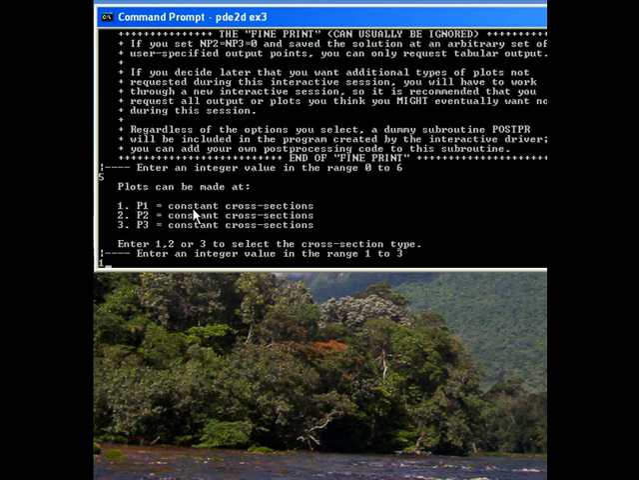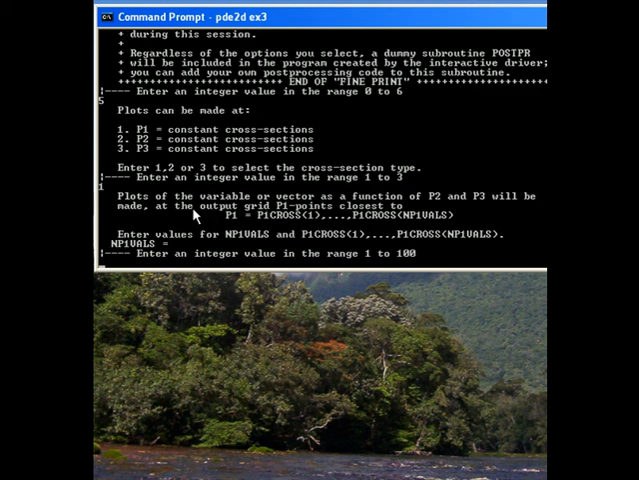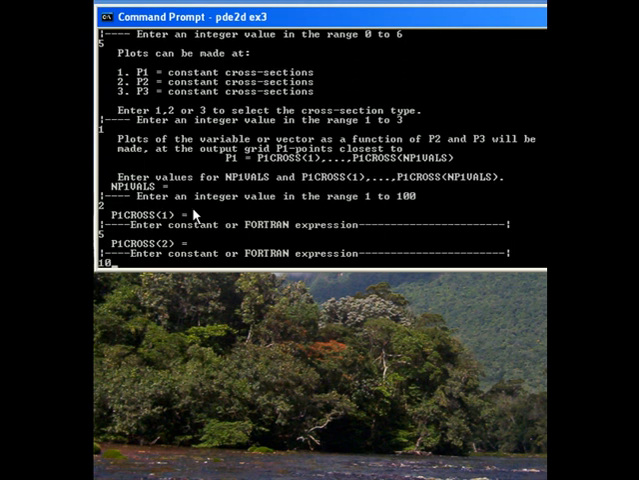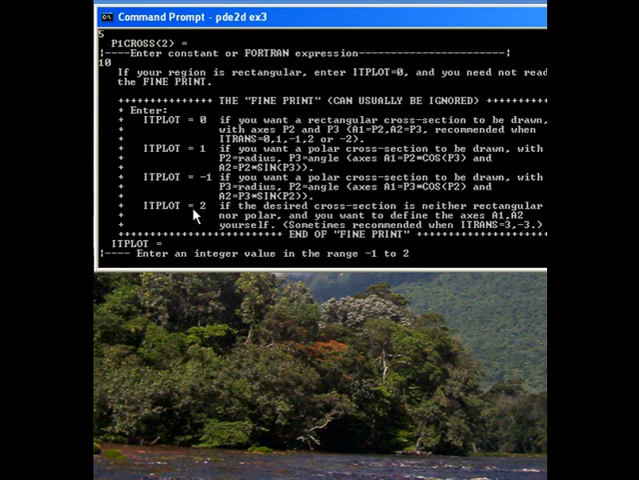I put in 1 because I want x equals constant, P1 is x constant, and I want to do 2 cross sections at x equal 5 and x equal 10. I won't bother at x equals 0 because I know u, v, and w are all 0 at the front end. Now, again, this is challenging to plot a vector, but we're going to do cross sections at x equals 5 and 10, so that's P1 equals constant.